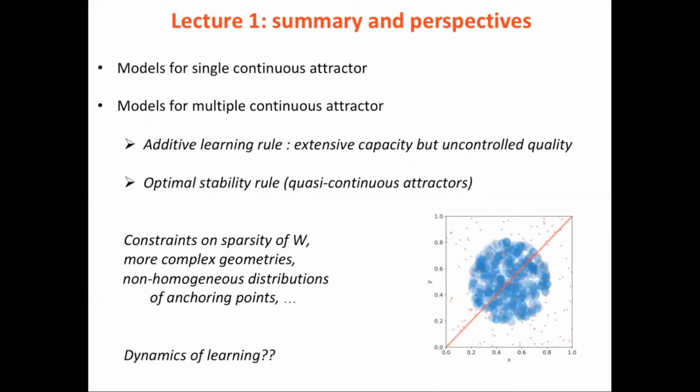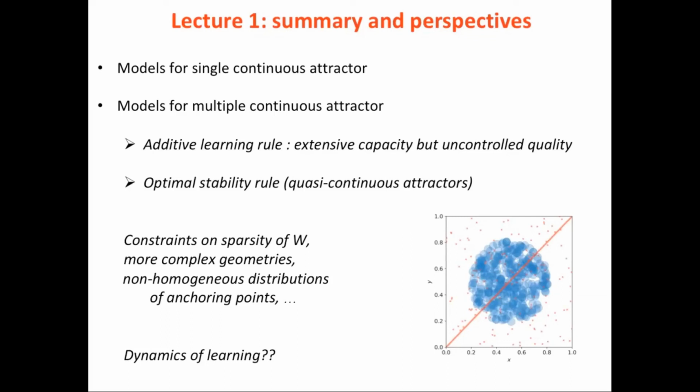I've explained the first learning rule, which is an activity learning rule, introduced at the end of the 90s, which gives extensive capacity but totally uncontrolled quality on the spatial resolution. And then I have explained in detail another rule, the optimal stability rule, which is related to support vector machines, which actually defines quasi-continuous attractors with fully controlled spatial resolution. So we can do much more.